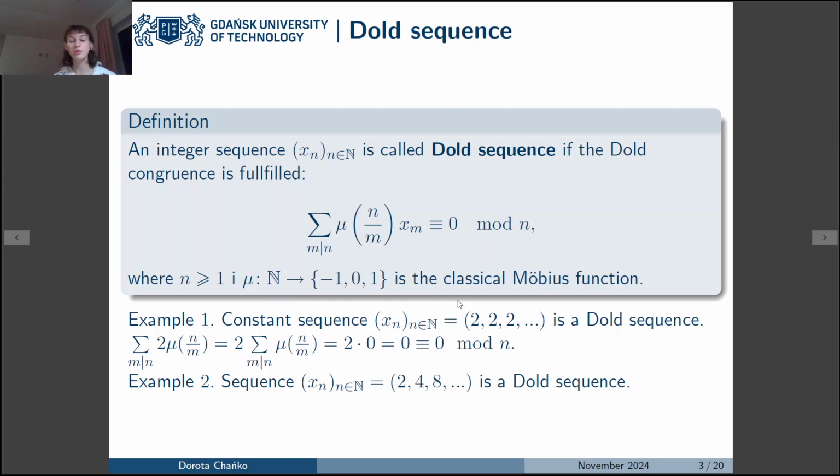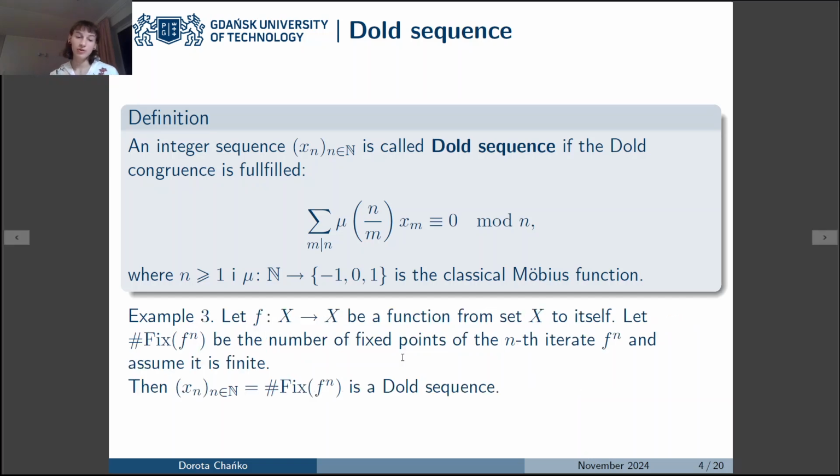So for example, constant sequences are Dold sequences because we can just take our constant term before the sum, and we know that the sum over factors of n, mi of n over its factors, is 0. So here it's just our constant term times 0, and of course it's congruent to 0 modulo n. Another example, the sequence of powers of 2 is a Dold sequence.